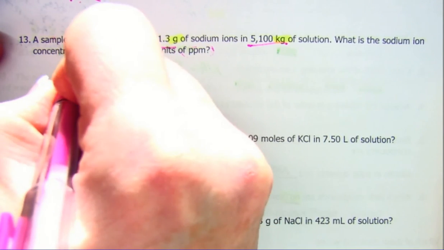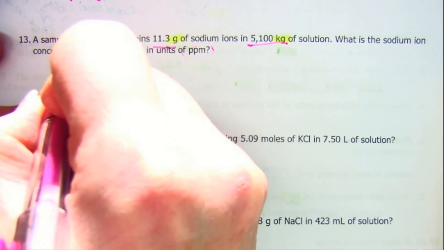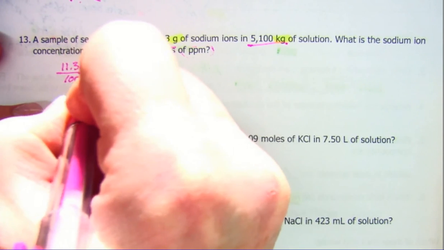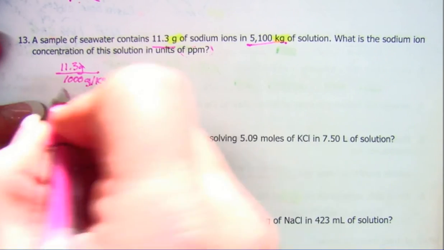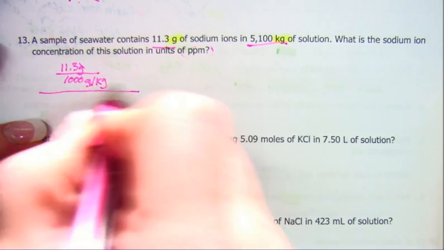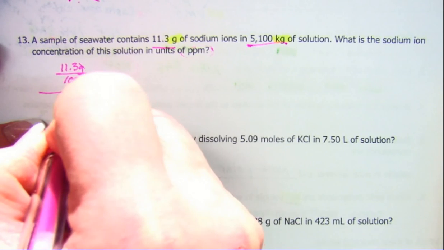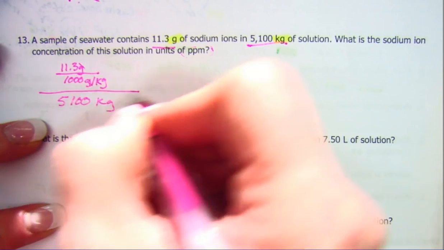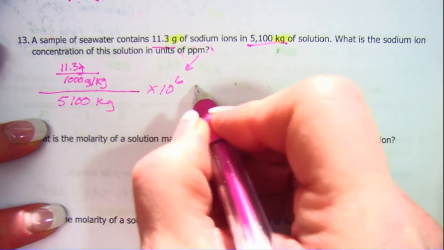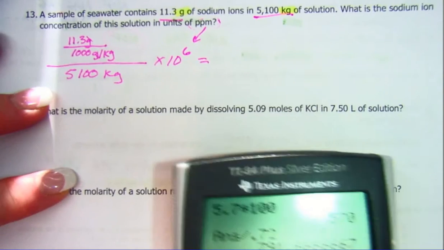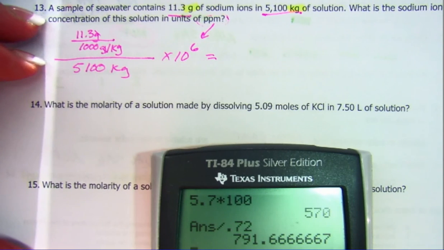So 11.3 grams divided by 1,000 grams per kilogram. So the grams will cancel and the kilograms will come up top. Then I'm going to take and divide that by the 5,100 kilograms, times it by 10 to the 6, because that's a million, and I'll get my answer. And you could do this in 2 steps, that's fine.